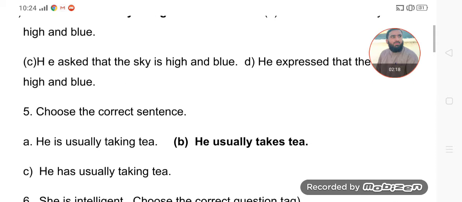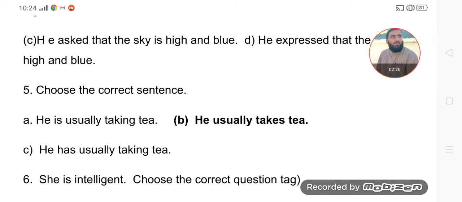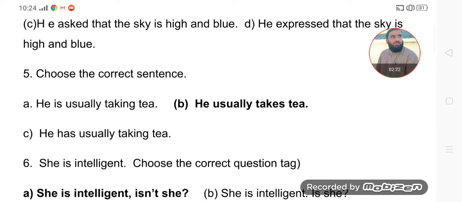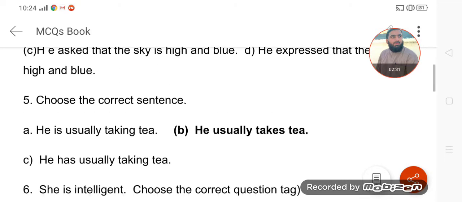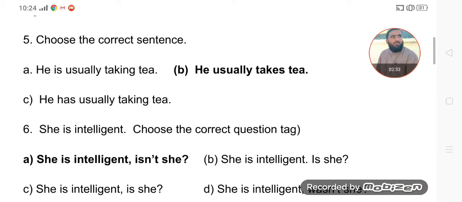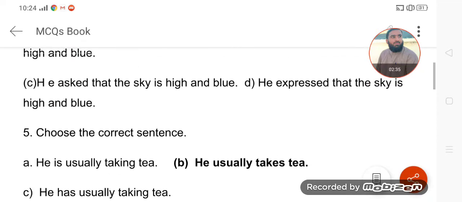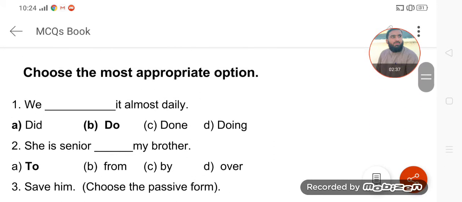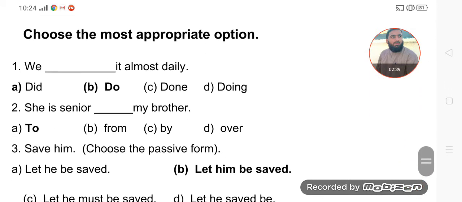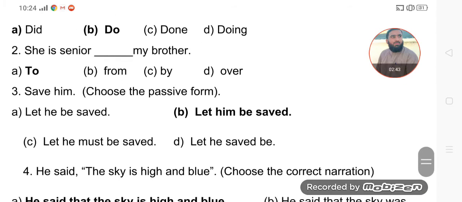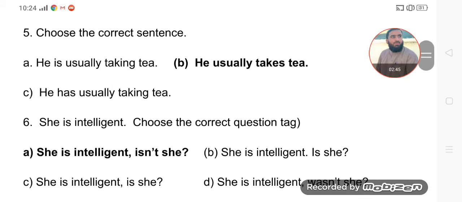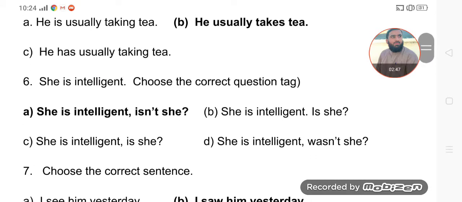Choose the correct sentence. He usually takes tea. He has usually taken tea. So the correct one is B. Option B is correct. He usually takes tea. Maine pehle bhi zikr kiya jo MCQs number 1 hai, jab usually aaye, word usually aaye, to hum wo present indefinite tense mein express karte hain, theek hai?